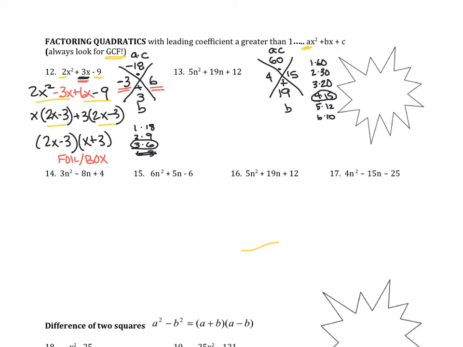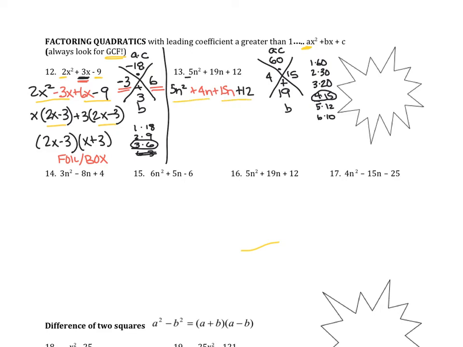Do not write this in parentheses. I have an a that's not 1. That's my 5. So I need to rewrite the 5n squared. I need to rewrite the plus 12. And now in the middle, instead of writing 19n, I'm going to write it as 4n and 15n. Your order is not important. You and I will end up with the same answer in the end, no matter which order you put the 4n and the 15n in. It doesn't make any difference in your final answer.